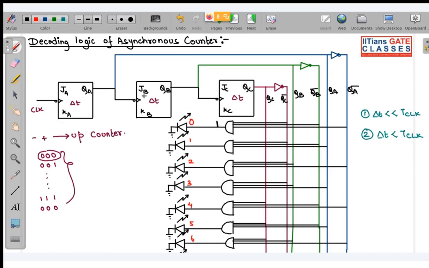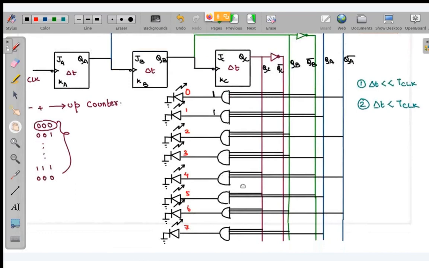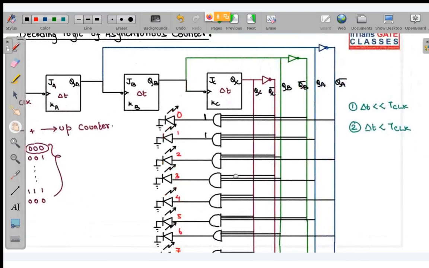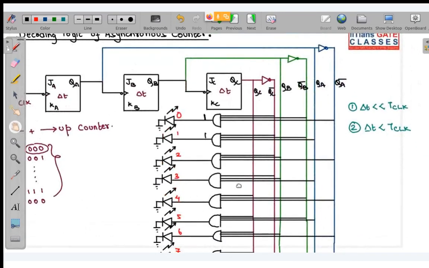So this will glow. When your QC, QB, QA are 0, 0, 1, you can see this line will be high, this line will be high, and this line will be high. So this will be 1 over here and this will glow. So like this it will continue to glow. So you can see I have drawn it up to this point. So very simple, I have drawn.